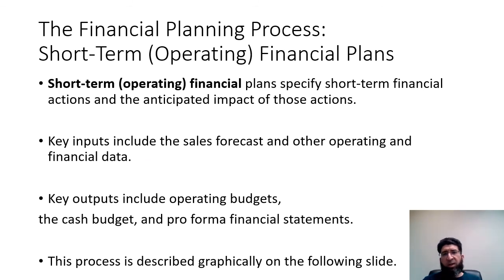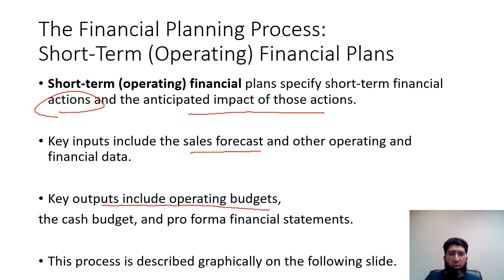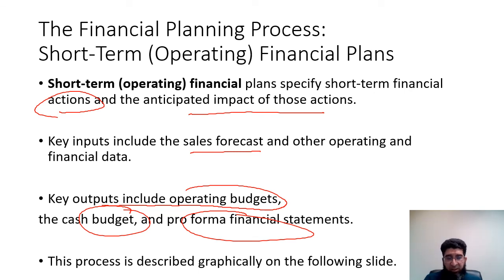Short-term operating financial plans specify short-term financial actions and the anticipated impact of those actions. So short-term means less than 1 year. Key inputs include the sales forecast and operating and financial data. Key outputs include operating budgets, cash budgets, and pro forma financial statements. The cash budget and pro forma financial statement are obviously the natural outcome of a short-term plan, because we want to see where we are, how we will go forward, what we will get. And when the pieces are summed together, we can have a long-run plan.